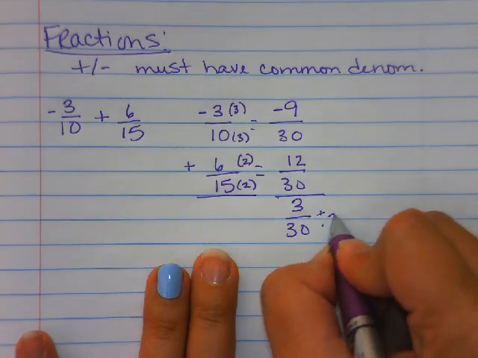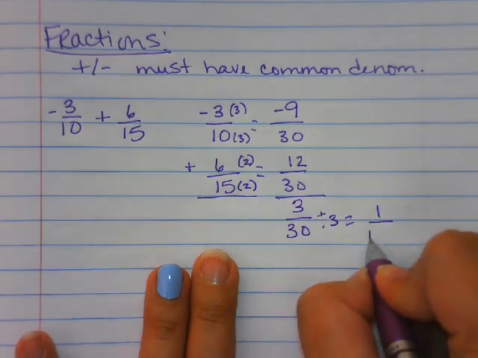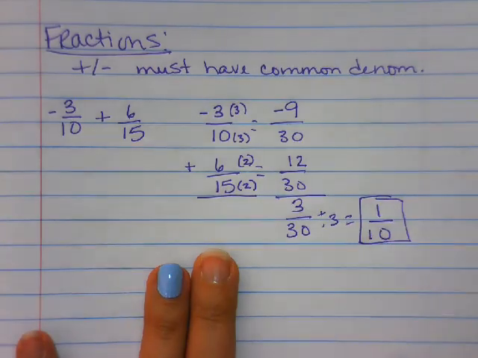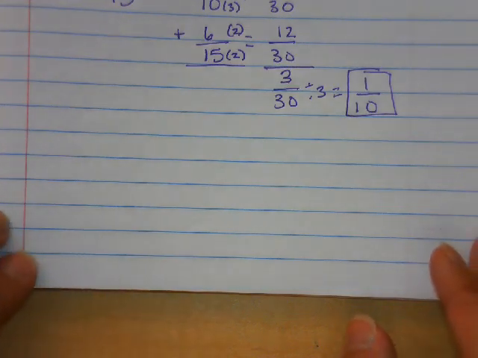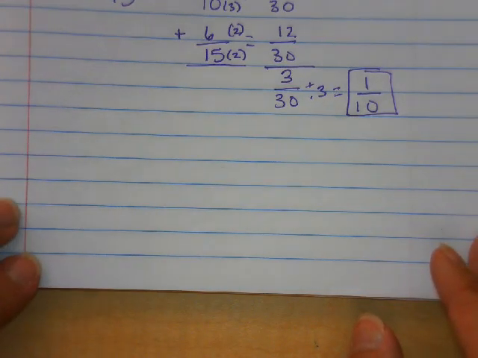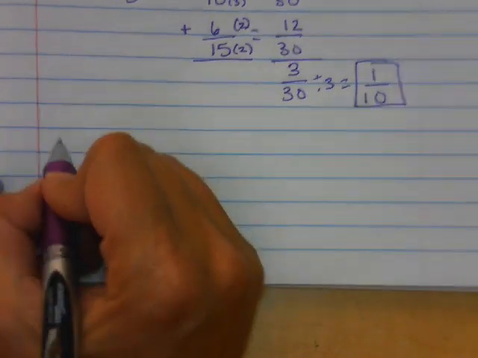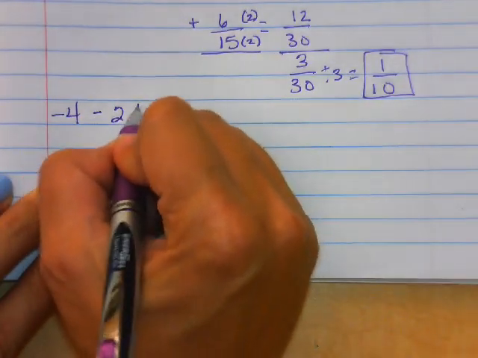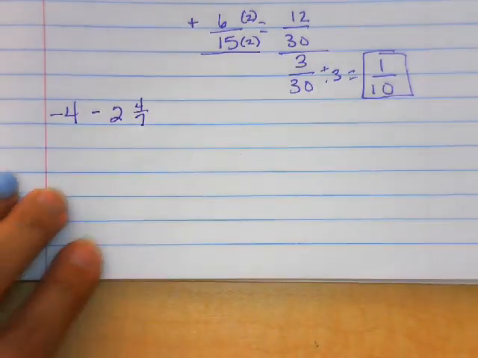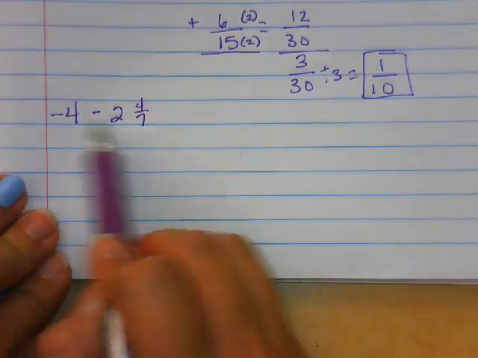And then I need to simplify to get 1/10. Sometimes we have mixed numbers. And when we have mixed numbers, we have to also keep in mind our rules. So if I have a negative 4 minus 2 4/7, I need to remember that these are actually both negative.